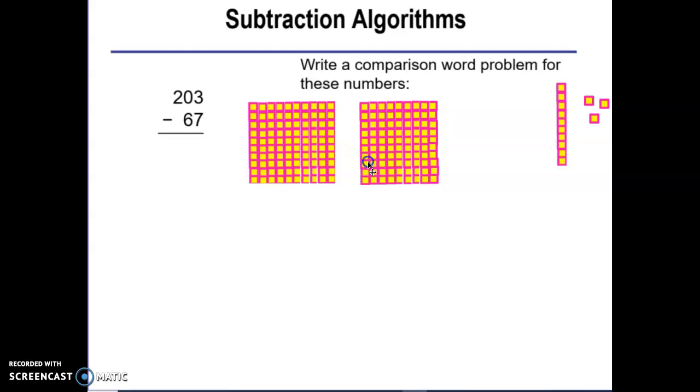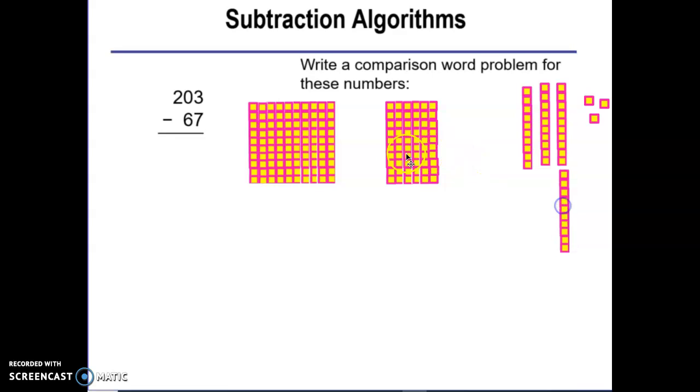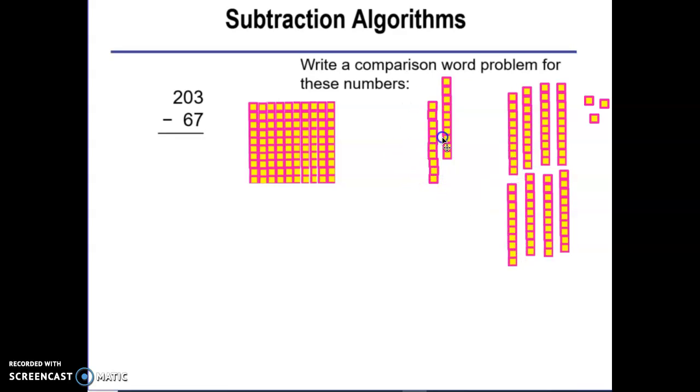So 1, 2, 3, 4, 5, 6, 7, 8, 9, 10. Right? You can see I have 10 rods because it takes 10 rods to make a flat. Okay, let's illustrate that over here. So what did we do? We took one of our flats and split it apart and created 10 rods. I said that backwards. Okay, which doesn't solve the problem that I need more tinies.